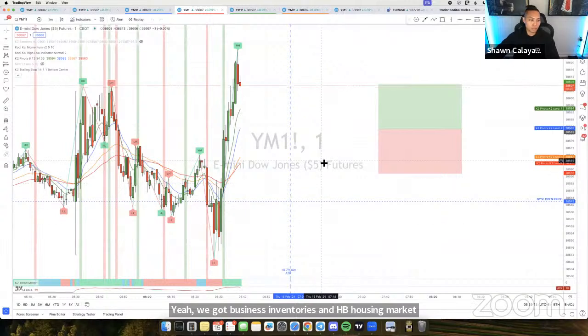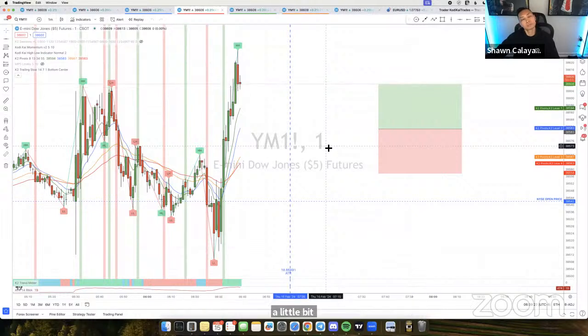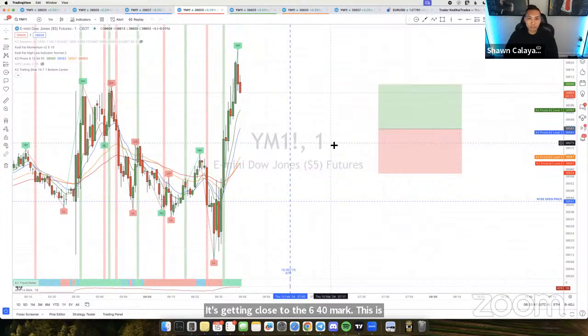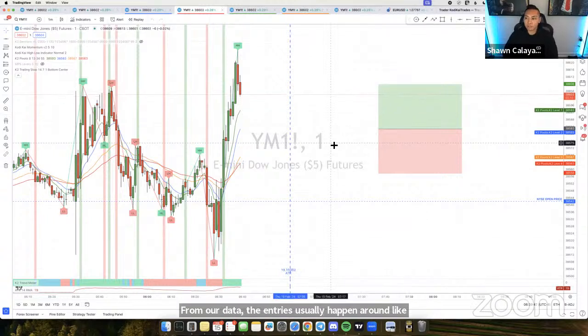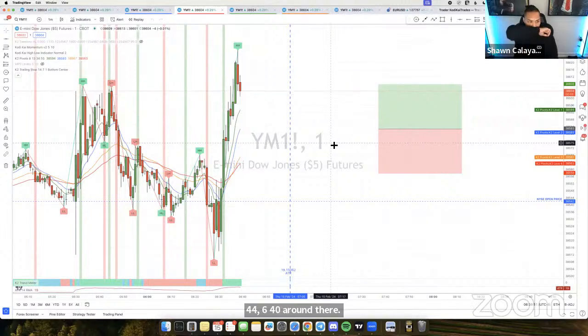All right, so we're looking for the retracement right here. I'm looking for the retracement to come down and swing back up. As you guys can see, the volatility is starting to die down a little bit. It's getting close to the 640 mark. This is typically where the entries usually appear. From our data, the entries usually happen around 644, 640, around there. So we just need to come down a bit further.